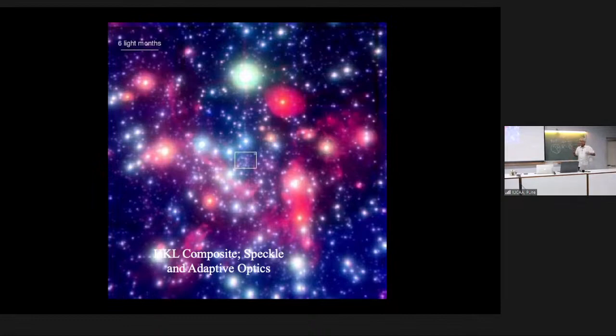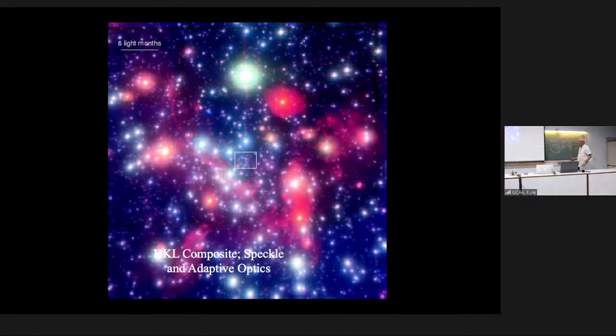It's a very crowded field. You know what the extent of a galaxy is? 30 kiloparsecs, 100,000 light years. So this is just this one here. You see this bar? It is 6 light months. It's a very small portion of the galaxy.